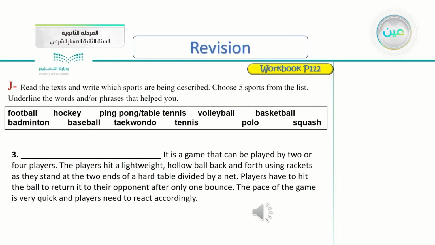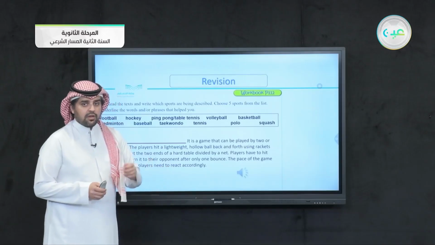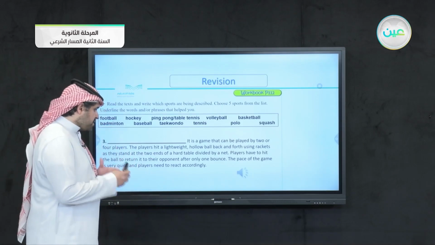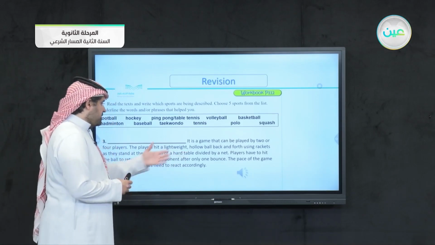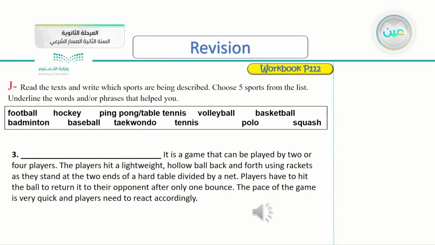So this is a game where there's a net and there's a ball, and it's fast-paced because, as mentioned here in the ending, the pace of the game is very quick, and players need to react accordingly. In the beginning, it says it's a game that can be played by 2 or 4 players. The players hit a lightweight hollow ball. So the ball is light because it's hollow. It's not like a baseball, heavy, it's light. Back and forth using rackets. So it has a net, it has rackets, it's very quick paced.